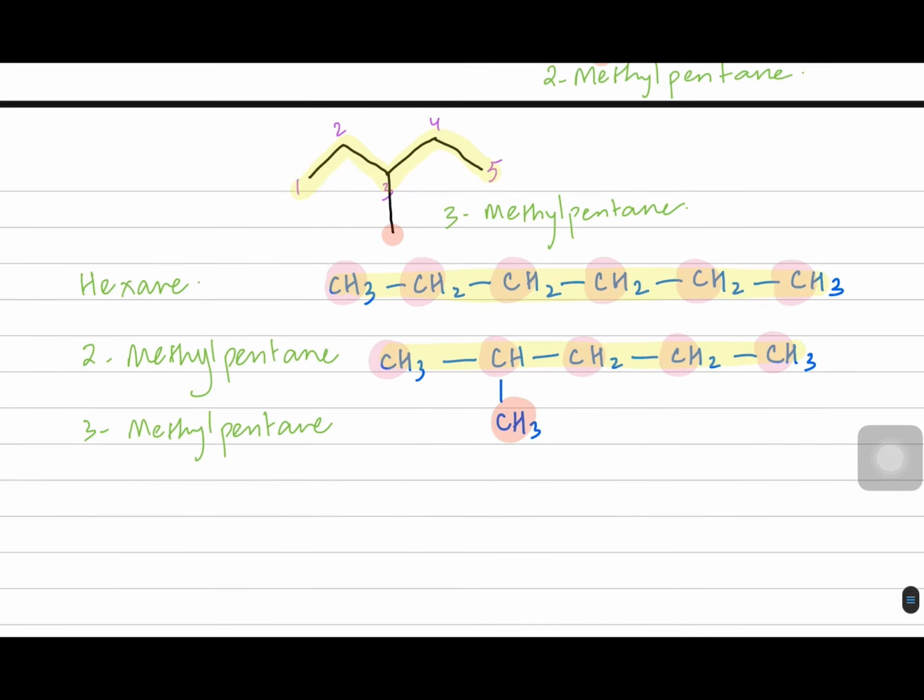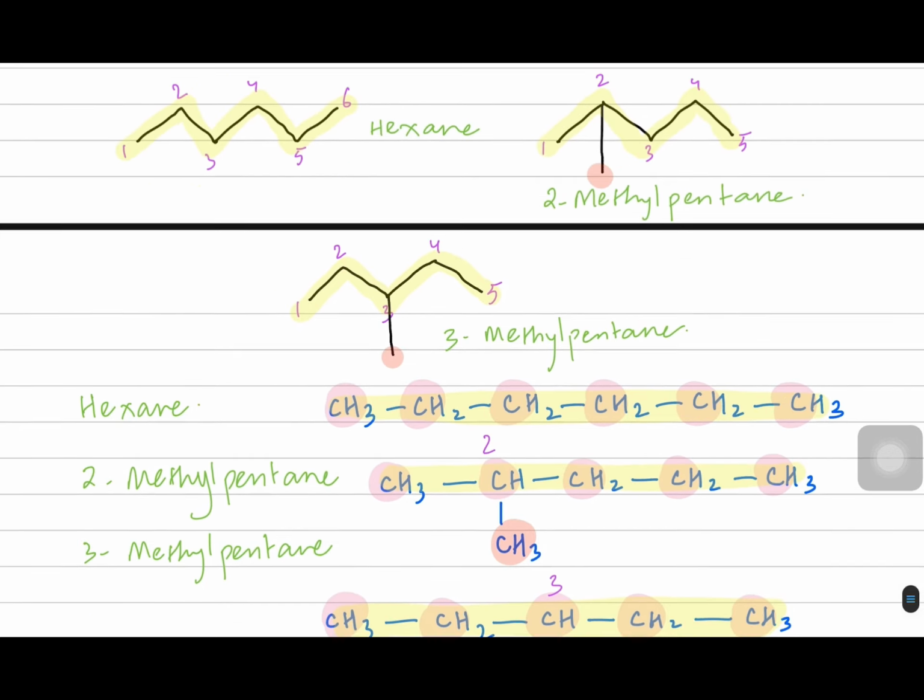The third structure would be 3-methyl pentane, which has a branch on carbon number 3. So there's a branch coming out of carbon number 3, CH2 and then CH3. Again, 5 carbons in a straight unbranched structure, which makes your longest chain. And then you have a methyl on carbon number 3, position 3. Position 2, position 3.